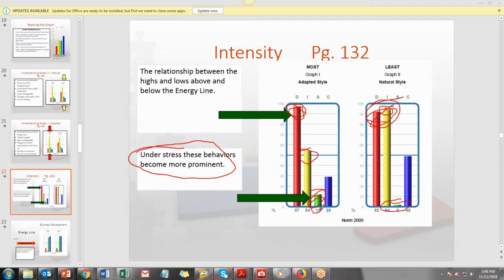Are they multitasking? Because this is the energy line. Anything below here means you're going to have more energy, more spontaneity, more disorganization. This is the bull in the china shop profile, because of the low green, high energy; high green, low energy, but more organization.